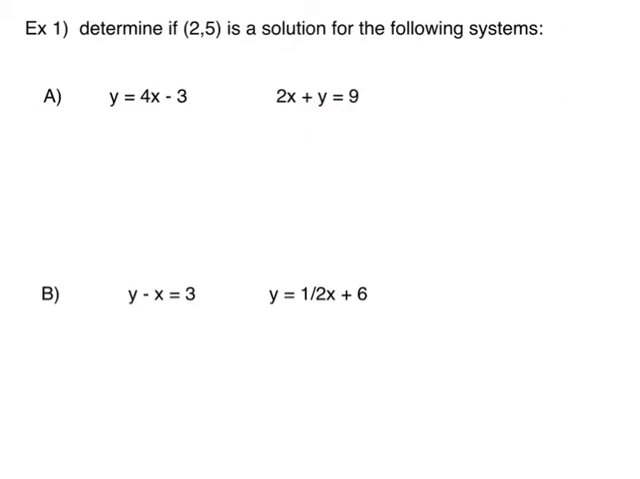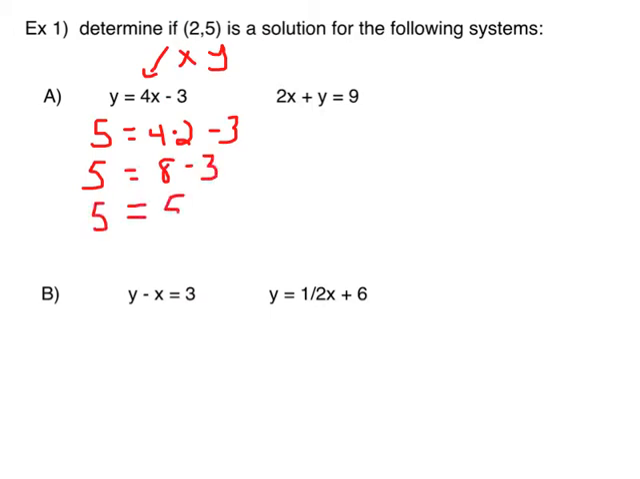Alright, in exercise 1, we want to determine if (2, 5) here is a solution for the following sets of systems. This set, and then eventually we'll get to B and do that set. So we're going to start off, as you know, the 2 here is your x variable, and the 5 is your y. So we are going to take those and plug them in right here. You start off with y, which is 5, equals 4 times 2 for the x, and then minus 3. So 5 equals 8 minus 3, and 5 equals 5. Beautiful.